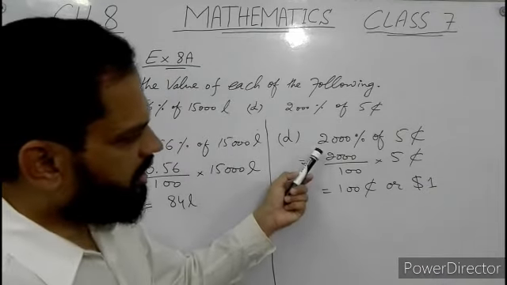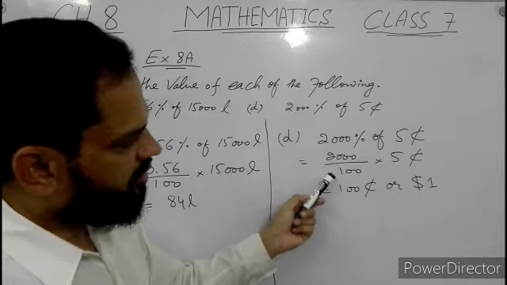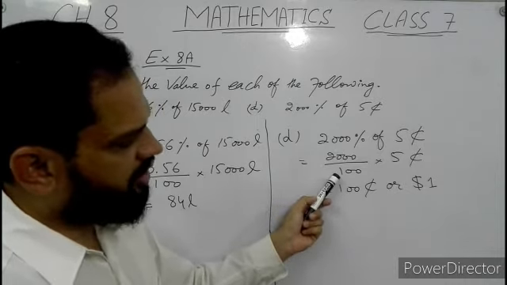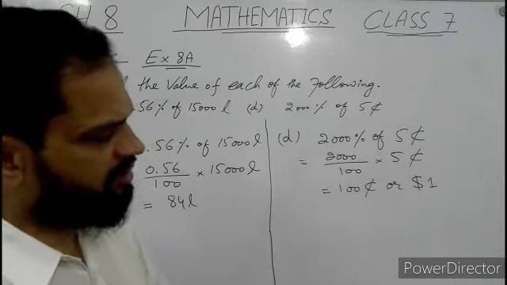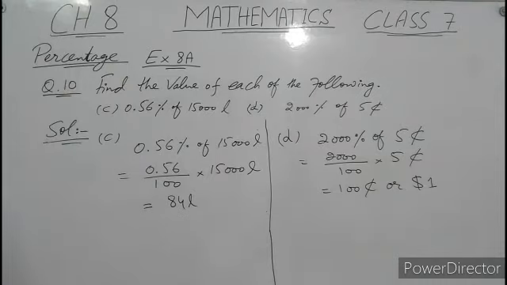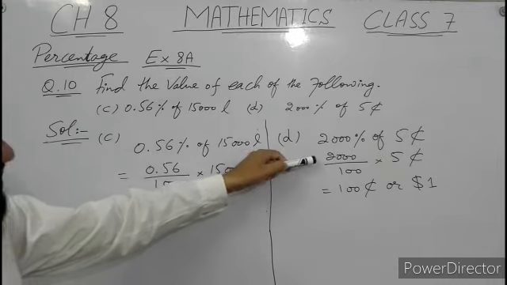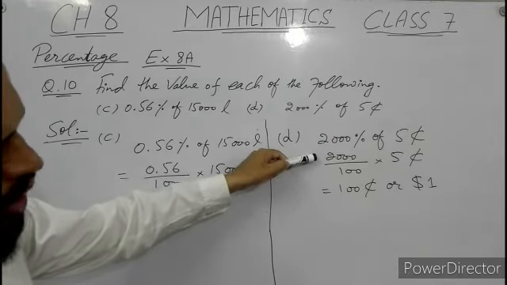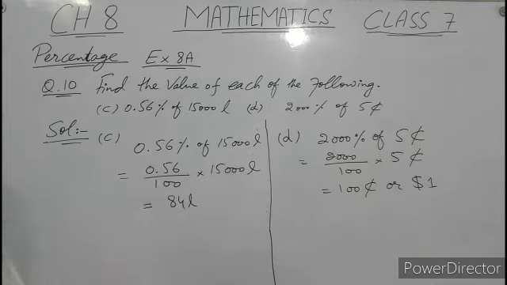So it means we have taken 100 parts of 5 cents. 5 divided by 100, you will get size of 1 part. And we have to take 2000 parts of the same size, which has become 100 cents or $1.